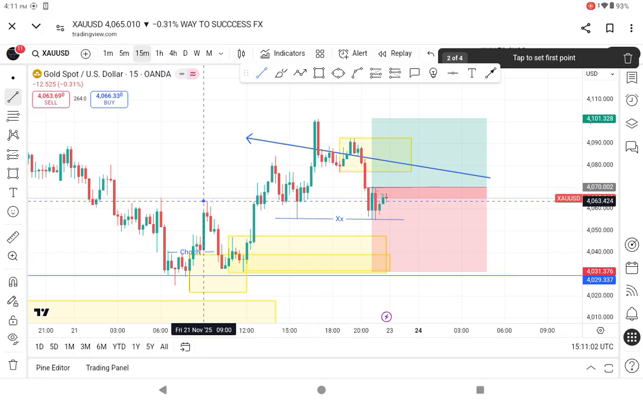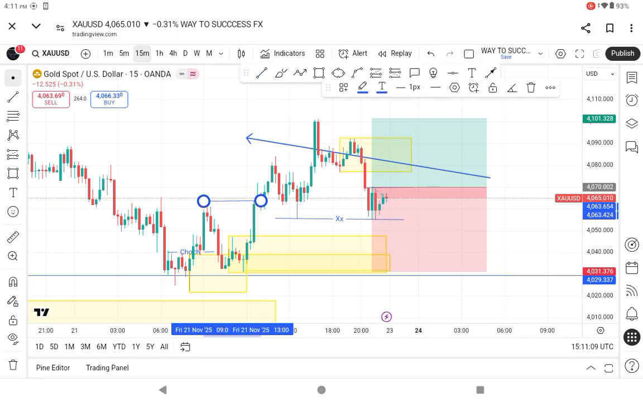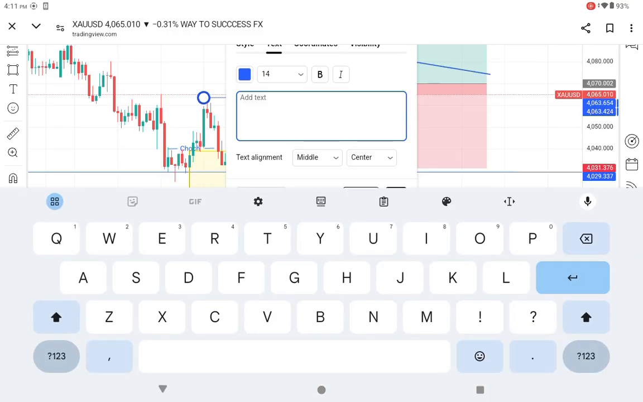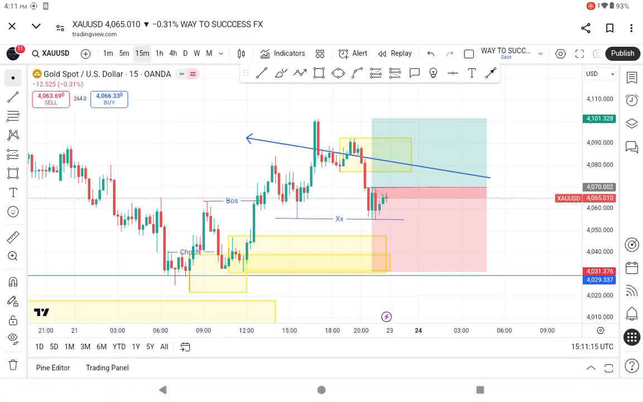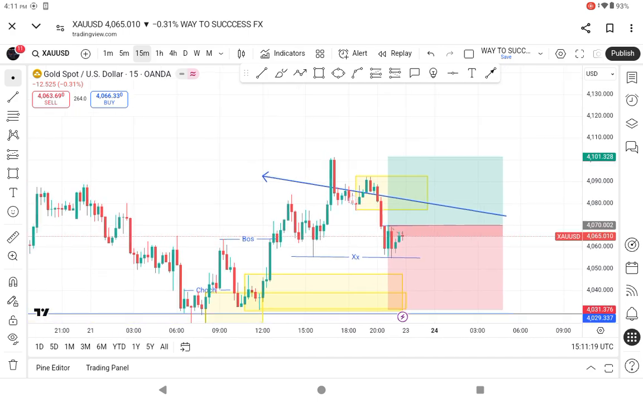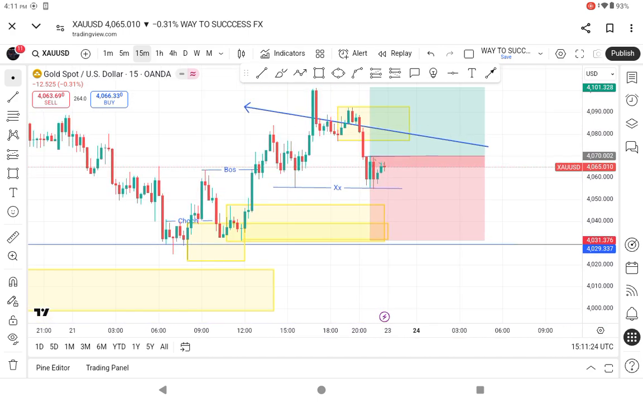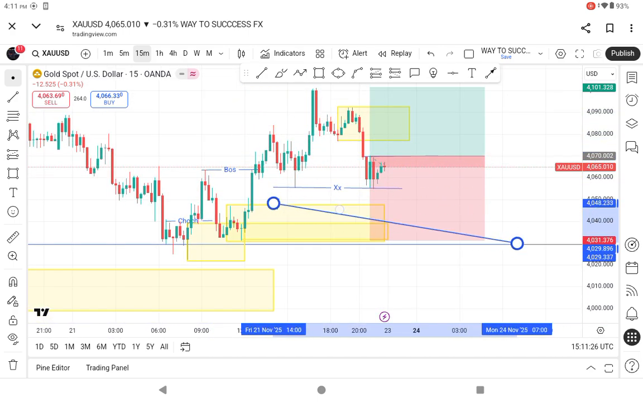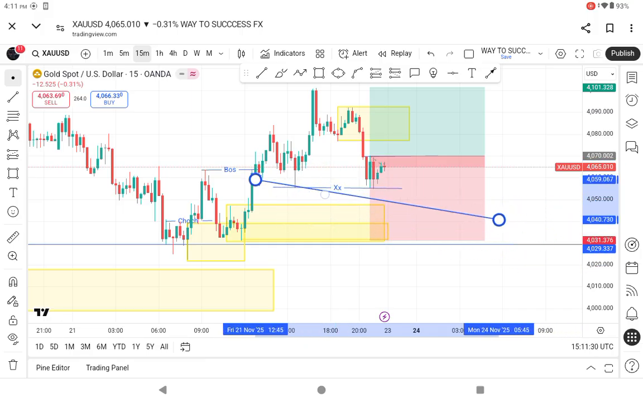The first one is my change of character, while the second one is my break of structure, BOS. So we have our BOS at that level. And after the break of structure, what do we have? The market came down and took out this inducement here. Let me mark it out.